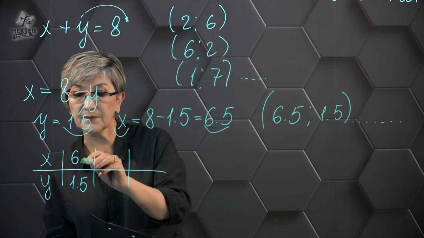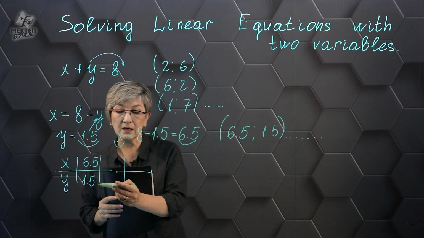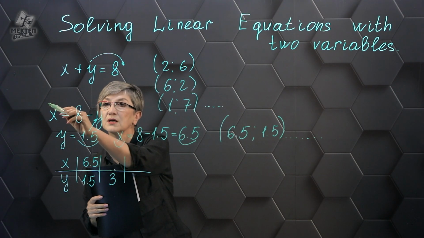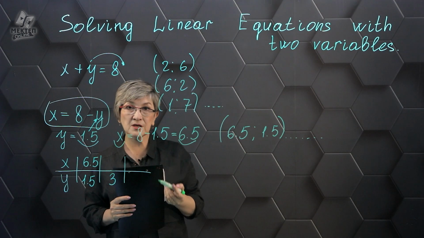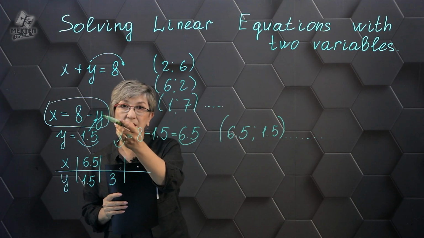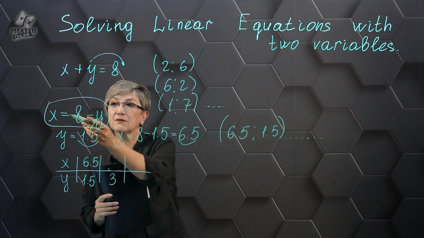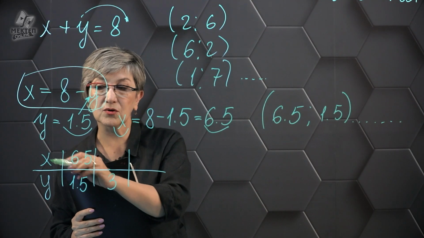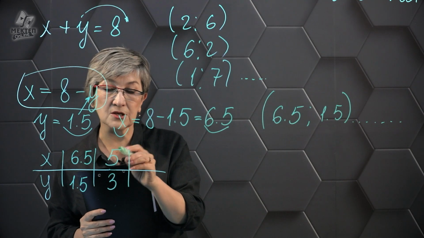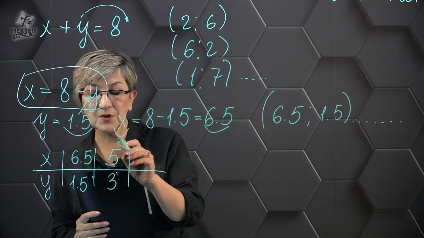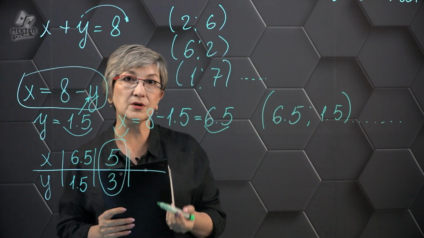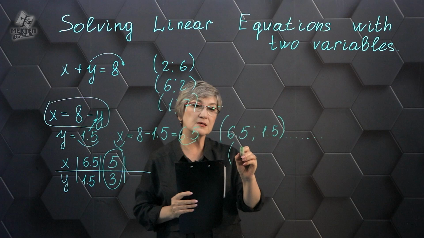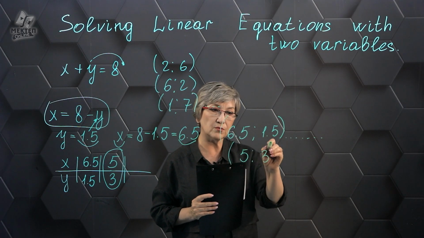We've calculated the value of x. It's 6.5. If instead of y, I substitute a value of 3, then I can use our expression to find the value of x. To do that, I need to substitute 3 in place of y, and then x equals 8 minus 3, and 8 minus 3 is 5. I write in the line for x the value equal to 5. And I end up with another pair, which is the solution to our equation. Let's write this down. Instead of x, I write down 5 and y equals 3.